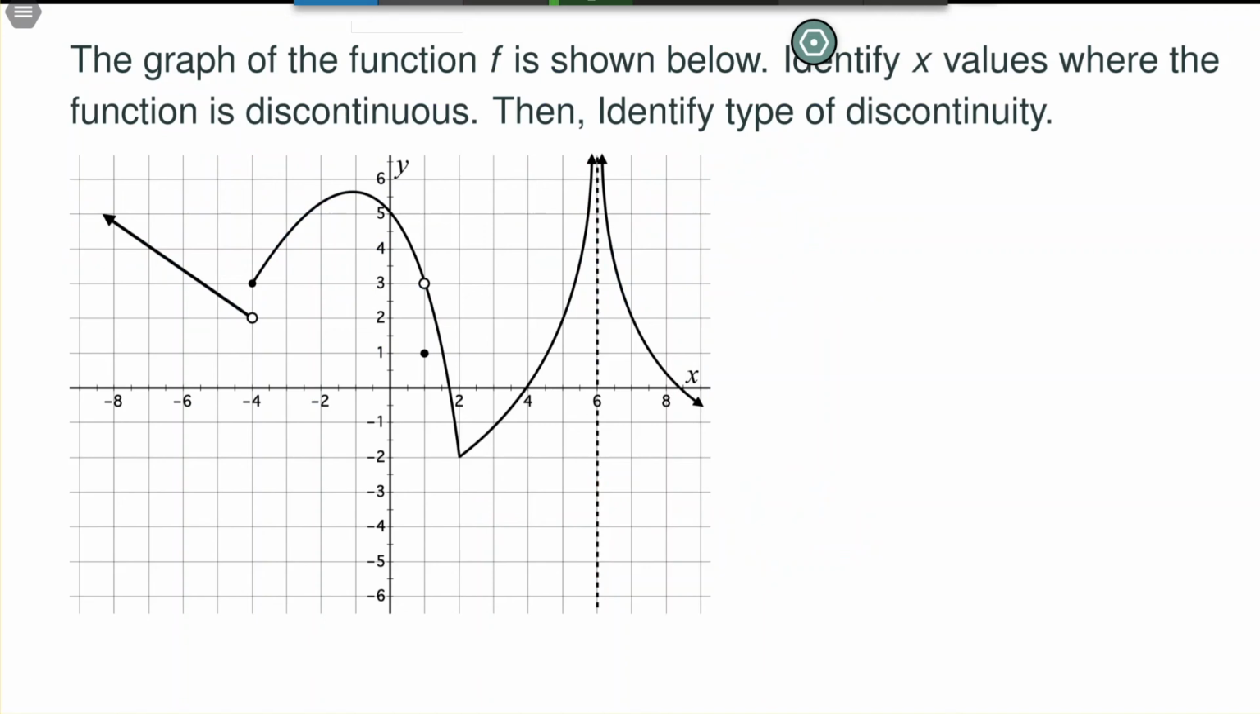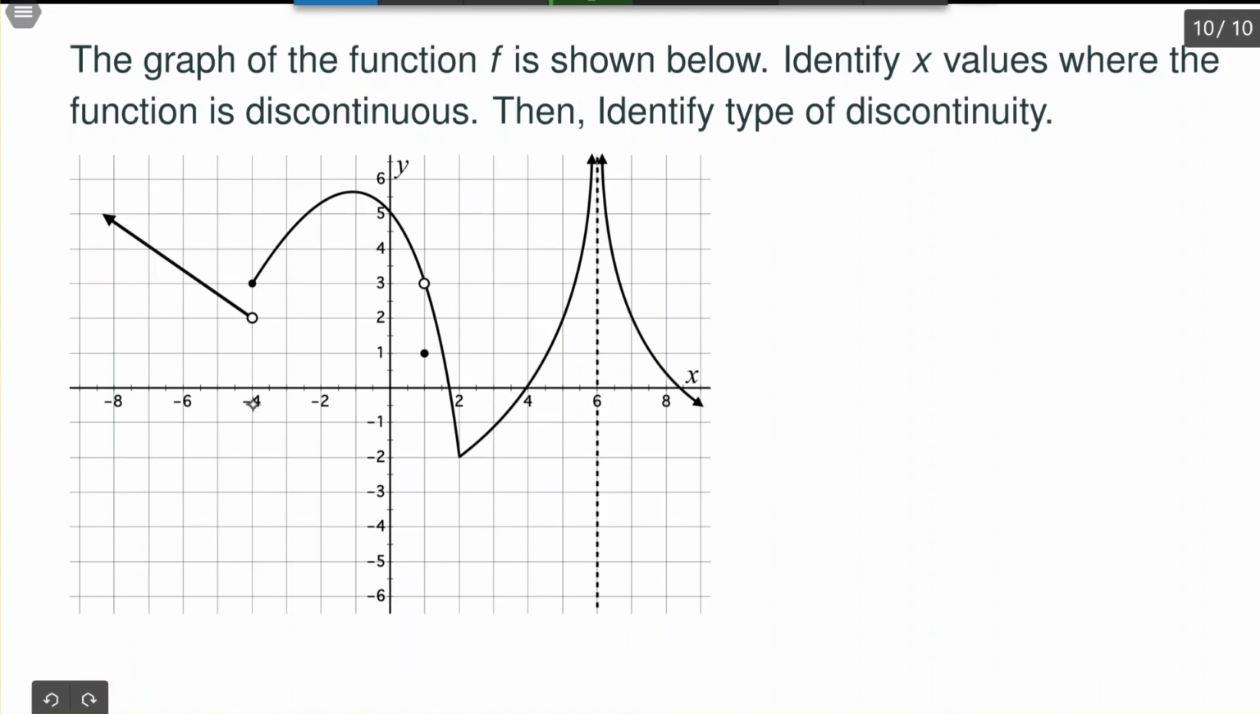The graph of the function f is shown below. Identify all the x values where the function is discontinuous, and then identify the type of discontinuity at each point. So continuous at a point means the limit exists, and the limit and the function value at the point are the same. But to identify discontinuity, we just look at the graph and see where it's not continuous. So we have one here, and one here.